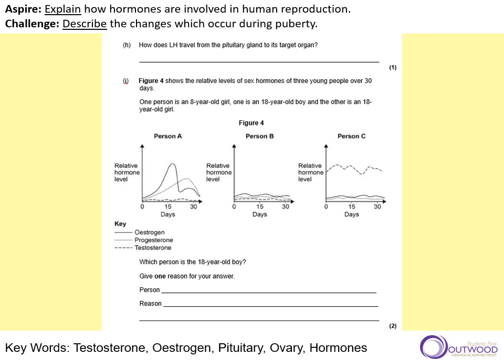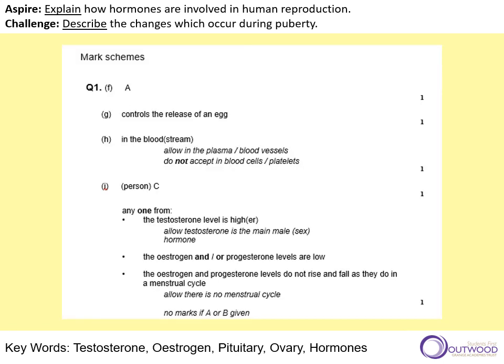Right, okay, let's go through some of the answers. Here we are, mark scheme. The answer to question 1 was A, the pituitary gland, found in the brain. Part G, what is the role of LH? It controls the release of an egg. Part H, how does it travel from the pituitary gland to the target organ? It is a hormone, so therefore it travels in the blood.